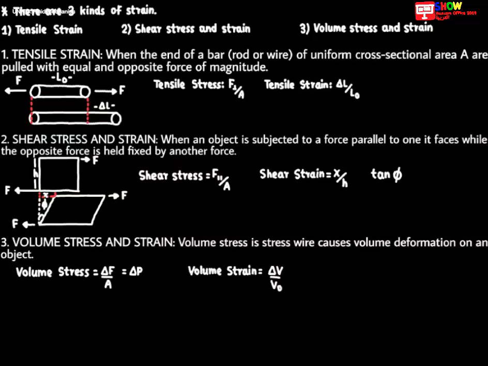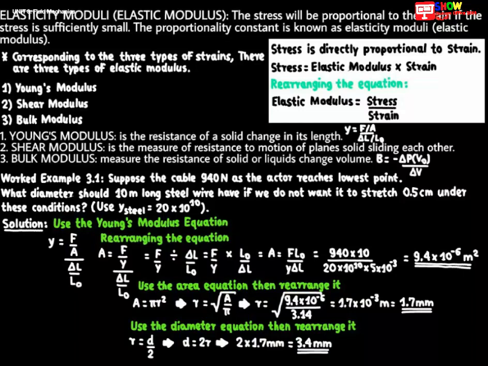Now, let's go to elasticity moduli, or elastic modulus. The stress will be proportional to the strain if the stress is sufficiently small. The proportionality constant is known as the elastic modulus. Stress is directly proportional to strain: stress equals elastic modulus times strain. Rearranging the equation, elastic modulus equals stress over strain.